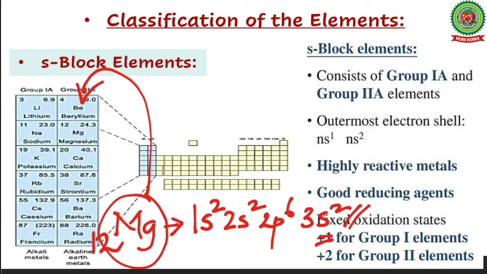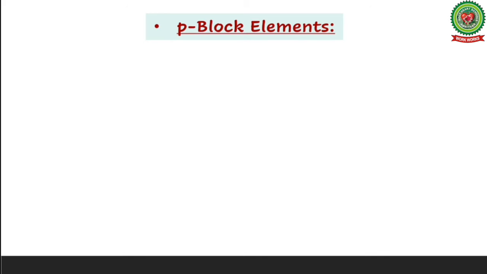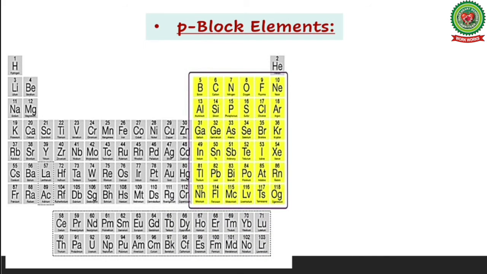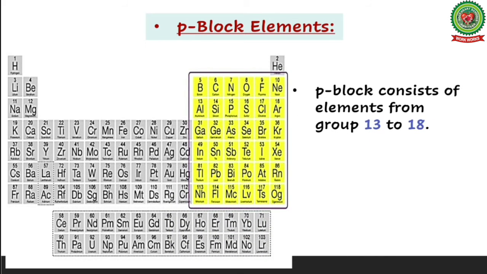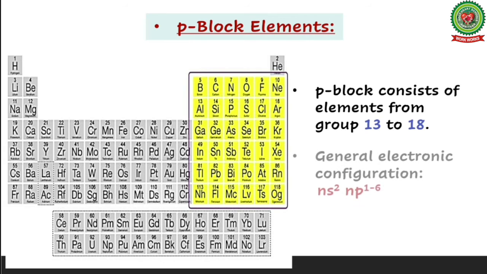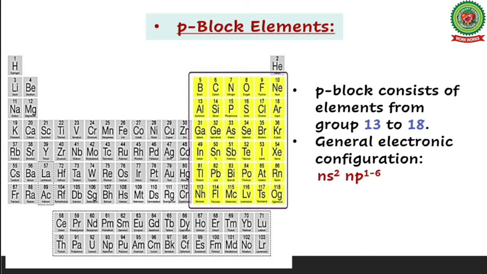Okay, so with the help of this, we have understood what S block elements are. The second one is P block elements, that is group number 13 to 18. They are known as P block elements and their general electronic configuration is ns2 np1 to 6. So let us consider one of the elements and understand how this general electronic configuration works.